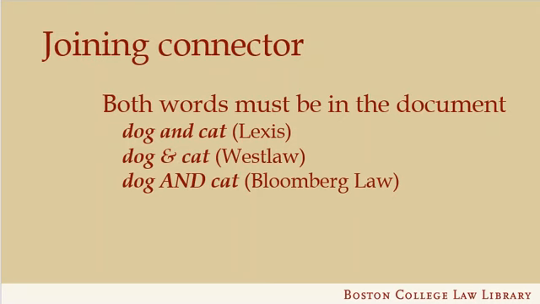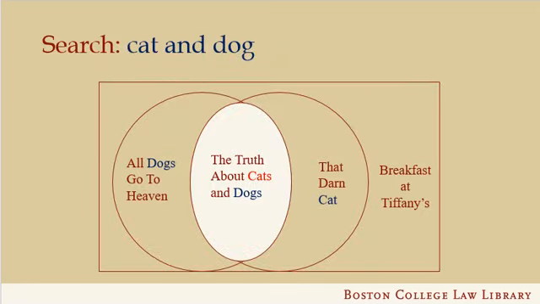The next connector is the joining connector, usually written as AND or ampersand. This connector requires the search terms on each side of the connector to be in every document retrieved, and the words can be anywhere in the document. Here's our database example. It is the intersection of the two circles, since both words need to be in the documents retrieved. A note about Bloomberg Law here. Bloomberg Law assumes the AND connector between terms if you haven't chosen a different connector.